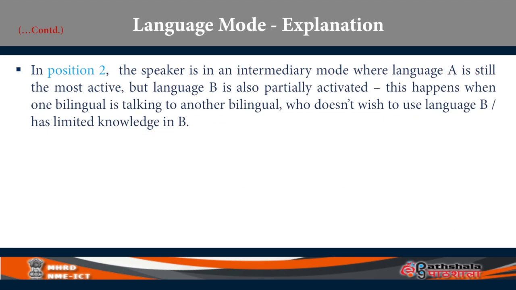In position 2, that is the intermediate position, the speaker is using, of course, the dominant language, which is his or her own mother tongue, but he is also trying to mix a little bit of language B. Because the other person also knows language B, but it is limited knowledge, they are not switching to language B completely. Therefore, it is not completely activated.